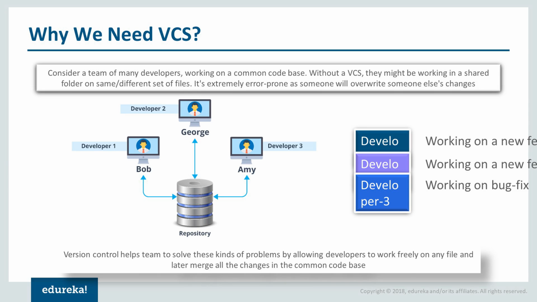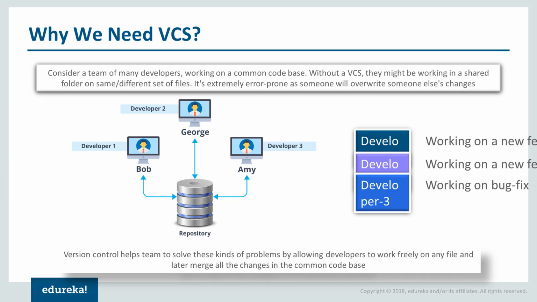Without a VCS in place, you're probably working together in a shared folder on the same set of files, which is extremely error prone, and sooner or later someone will overwrite someone else's changes. With VCS in place, everybody on the team is able to work absolutely freely on any file at any point of time. The VCS will later allow you to merge all the changes into a common version. There is no question where the latest version of a file or the whole program is. It is in a common central place, your version control system.